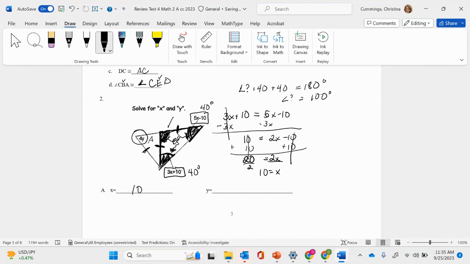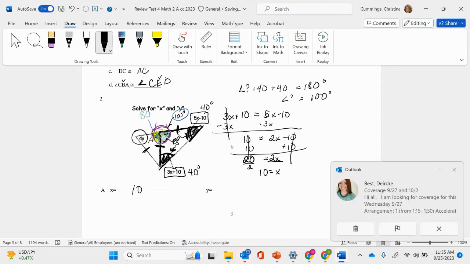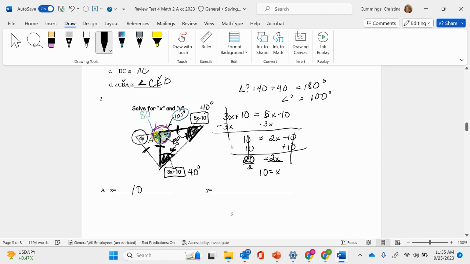Okay. So if this angle right here is 100 degrees, what's the angle right next to it? Look at these two angles. This angle right here and the guy right next to him. Aren't they supplementary? And if this angle is 100, doesn't the guy right next to him have to be 80? Those two angles are supplementary.